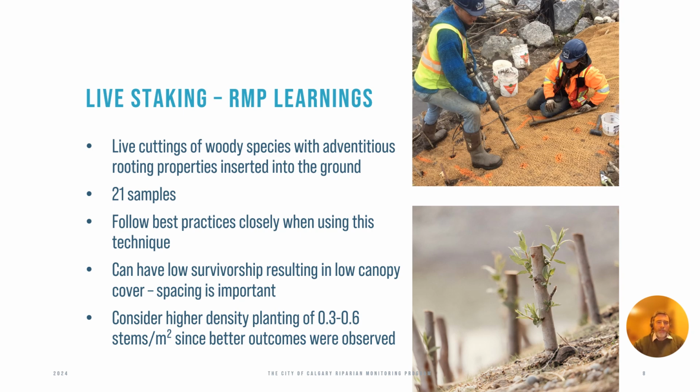We assessed 21 transects and found survival rates around 70%, but because of spacing, there was low canopy cover. So 45% at year 1, 55% at year 3, and 50% at year 5 age class. To improve success, it's important to follow best practices for cutting handling, installation, and soil preparation. Additionally, higher planting densities in the 0.3 to 0.6 stems per square meter should be considered, as this increases canopy cover.